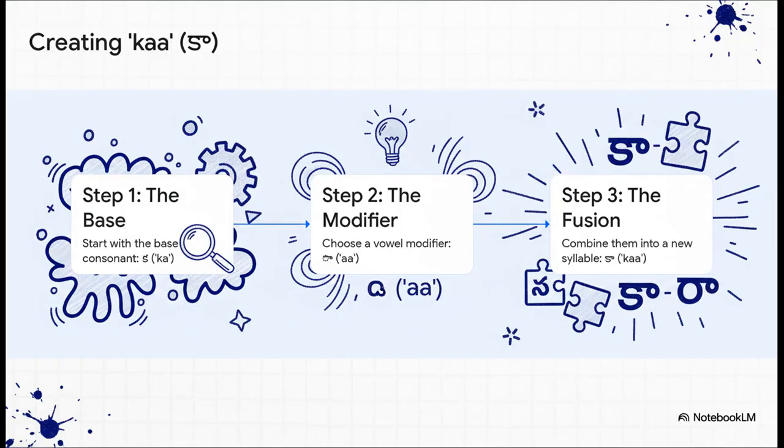First, we start with our base consonant, our body, ga. Second, we pick our vowel modifier, our soul, in this case, the one for ah. And third, bam, we physically combine them. See how that ah symbol just attaches right onto the ga symbol? We now have a totally new character, gaa. We've completely changed the sound just by adding one little mark.